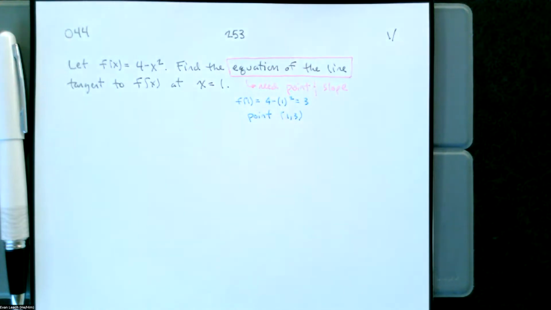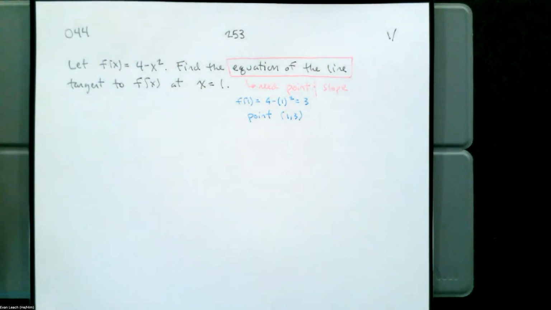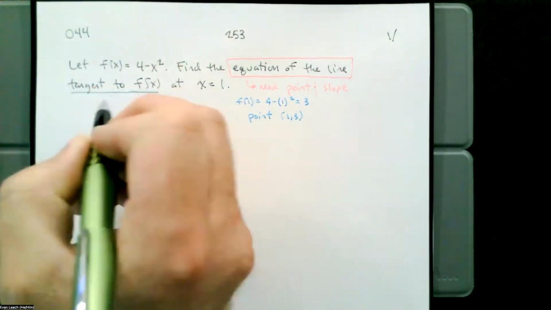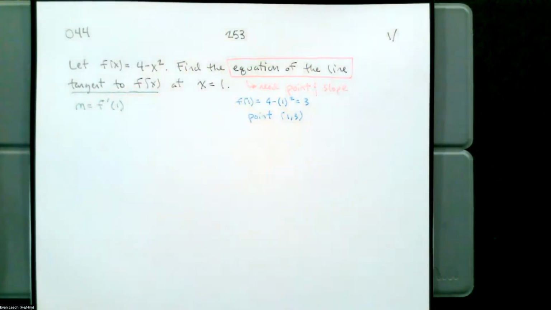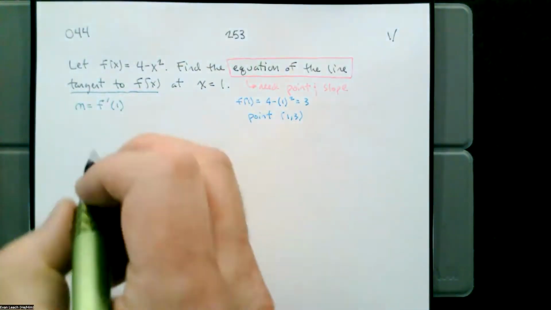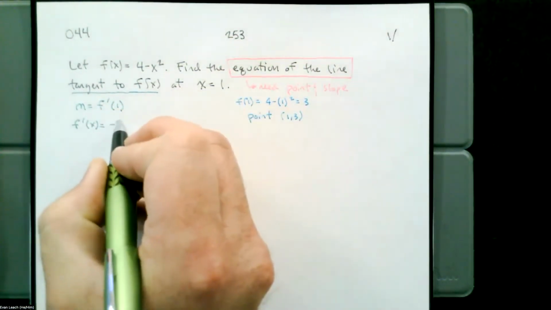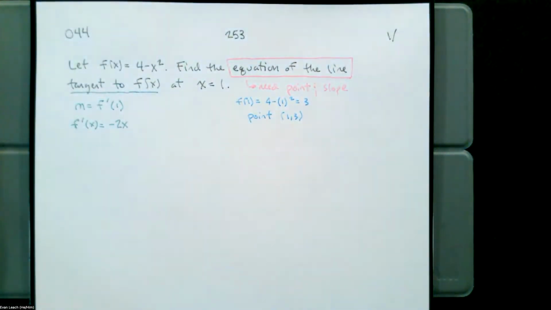Next part. It's the equation of a line tangent to f of x at x equals 1. Tangent lines mean we need the derivative, and that's where we're going to get the slope. So the slope will be the derivative evaluated at the point we're interested in. So the slope would just be f prime at 1. So we need f prime. F prime of x is minus 2x. And so when we plug in 1, we get a slope of negative 2.